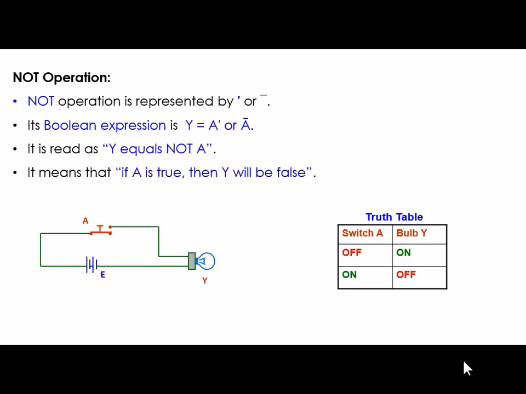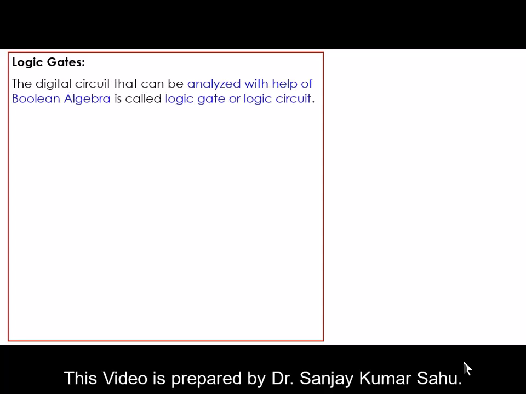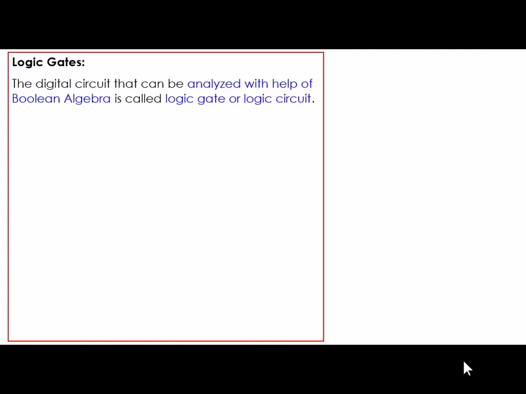Now if we realize these operations using some digital circuit which can be analyzed with the help of Boolean algebra, then those digital circuits are called logic circuits or logic gates. Let me repeat again. If these logical operations are realized by some electronic circuit which can be analyzed with the help of Boolean algebra, then those circuits are called logic circuits or logic gates.